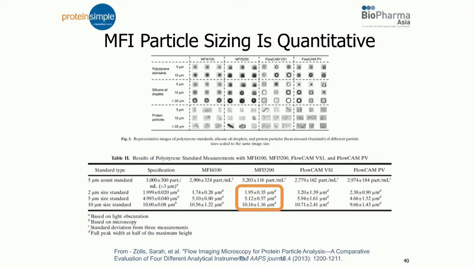This is another example, and here you can see that even though FlowCam appears to have the better images in their system, MFI actually provides a much higher quality measurement of those particles because it's comparing all of the particles within the system more fairly and under the same conditions.